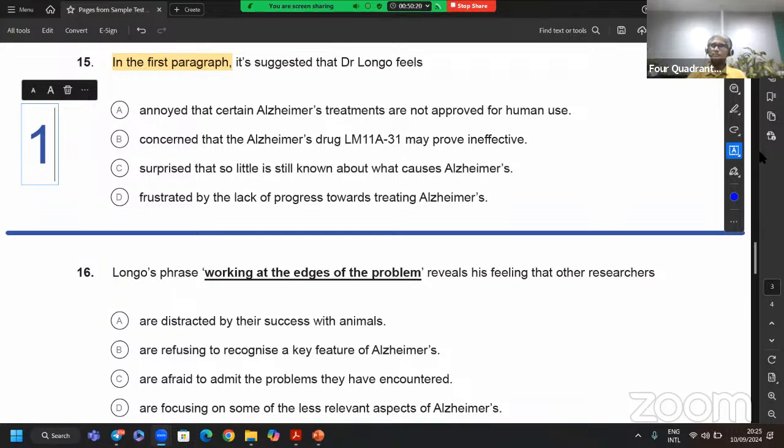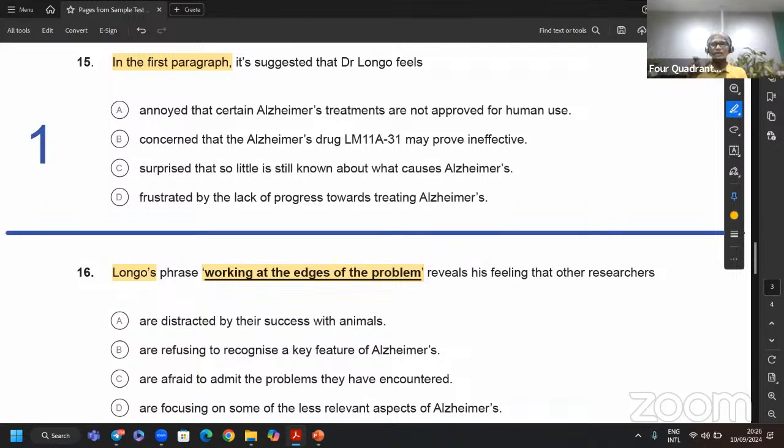This is the point here. Longo, L capital letter. This is the name of a person. So that is very important. He did not give which paragraph, but he said Longo's phrase. And this is a phrase: working at the edges of the problem. It is bold and it is underlined. That means very, very important.